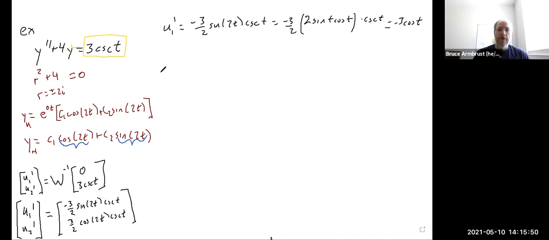All right, and then if we do the same thing for u2 prime, you can actually simplify that a bit as well. I'm going to use the 1 minus 2 sine squared t bit for this cosine of 2t. Remember, there are 3 choices. I'm going to use this one. So this ends up being 3/2 cosecant t minus 3 sine t.